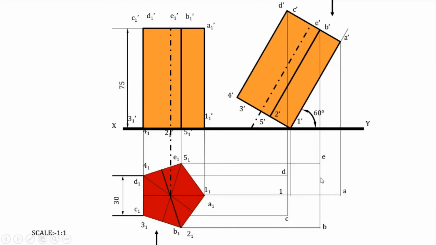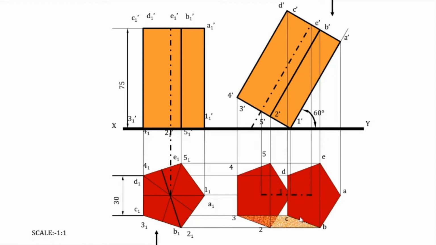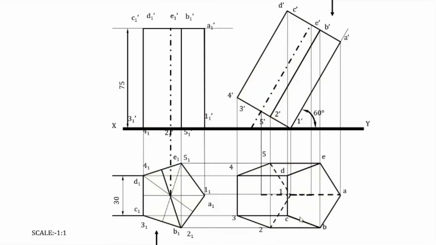Likewise, you have to find out B, the projector from B dash, the locus of B1. C, the projector from C dash, the locus of C1. So likewise, you can find out A, B, C, D, and E, and 1, 2, 3, 4, and 5. Then finally, you have to find out the endpoints of the axis also. Then join all the lines. So this is the final drawing.